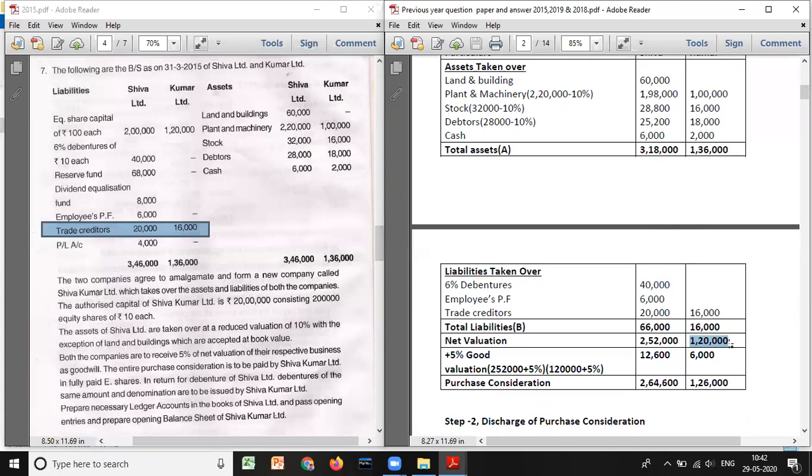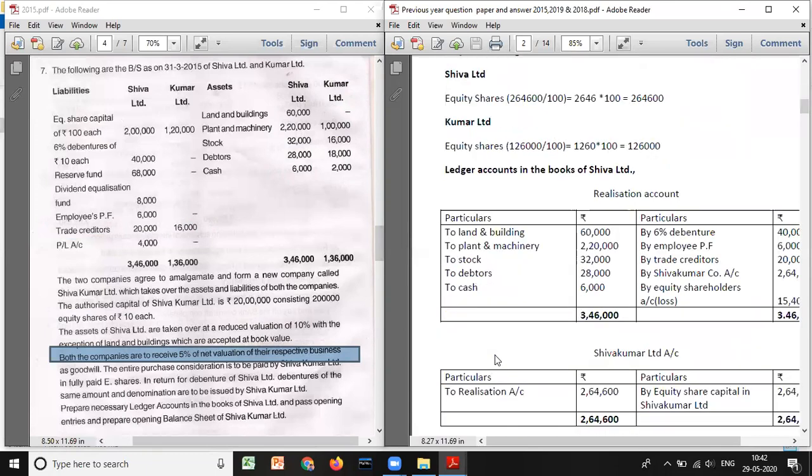If they had not given the purchase goodwill, look here, both the companies are to receive 5%. If they had not given this, this one would have been called the purchase consideration. Since they have given this, we need to add 5% goodwill. Please remember, this is goodwill. Okay, please change it. This is goodwill.